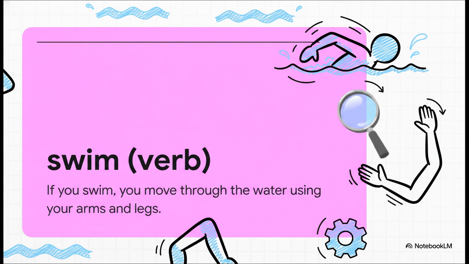And here it is, the definition itself. But look at the words they used. Move, water, arms, legs. There's no complicated jargon, nothing fancy. It's built from the simplest possible parts to make sure there is absolutely no room for confusion. This is the engine of clarity, right here.